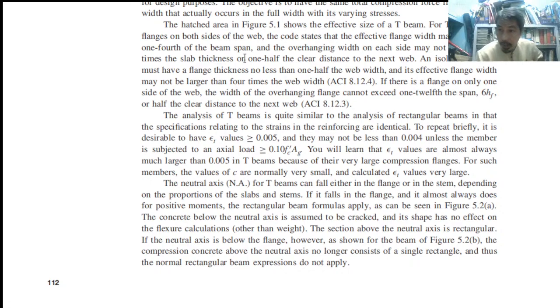Okay? So, there are 3 conditions. Okay? So, take note of these 3 conditions. Take note of this. 1/4. Then, 8 times. 1/4, 8 times, and the last one is 1/2 the clear distance to the next web. Okay, those are the conditions. So if you use 1/2 the clear distance to the next web, that means you will not design the slab entirely.